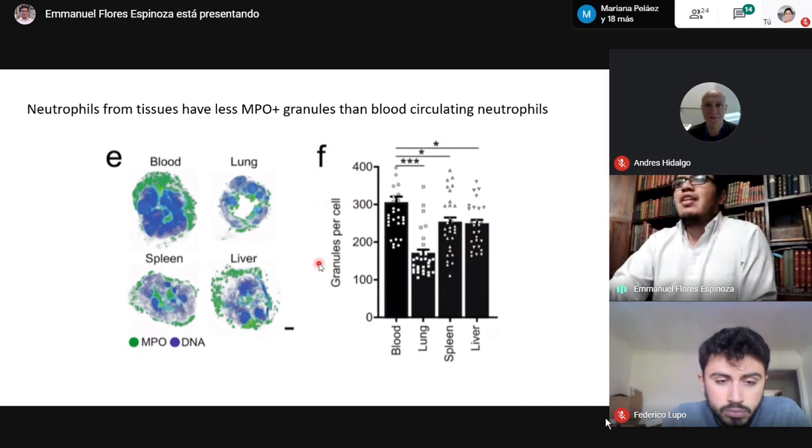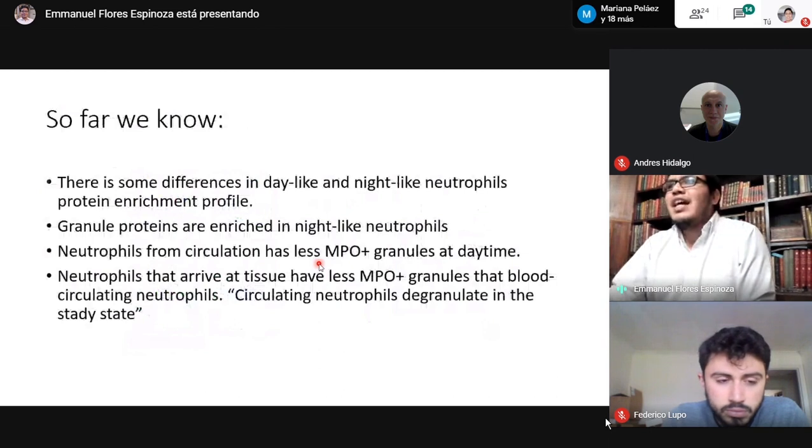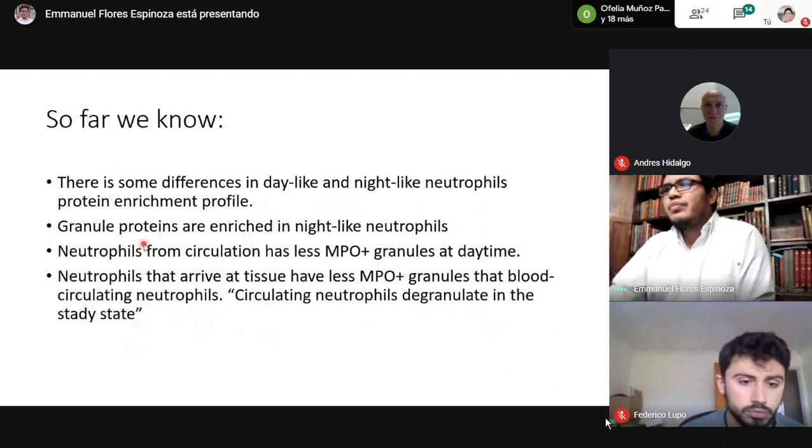So far, we know that there are some differences in the daytime and nighttime neutrophils' protein enrichment profile, and that it can also be viewed in the granule proteins that are more enriched in the nighttime neutrophils.